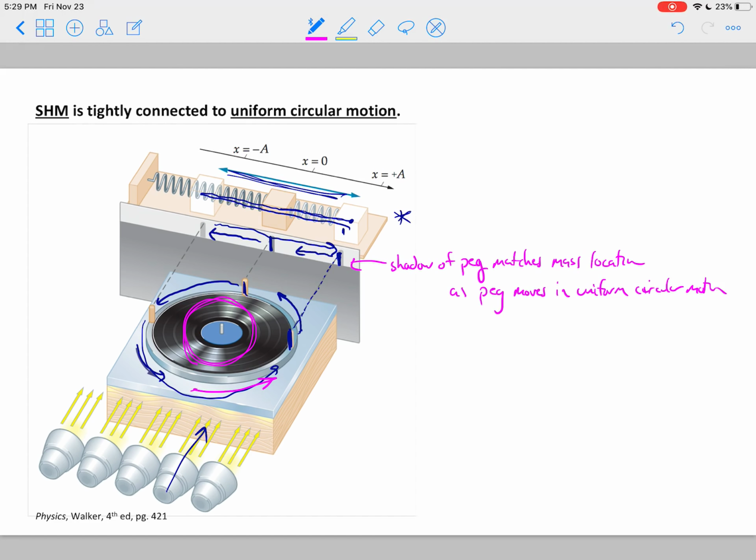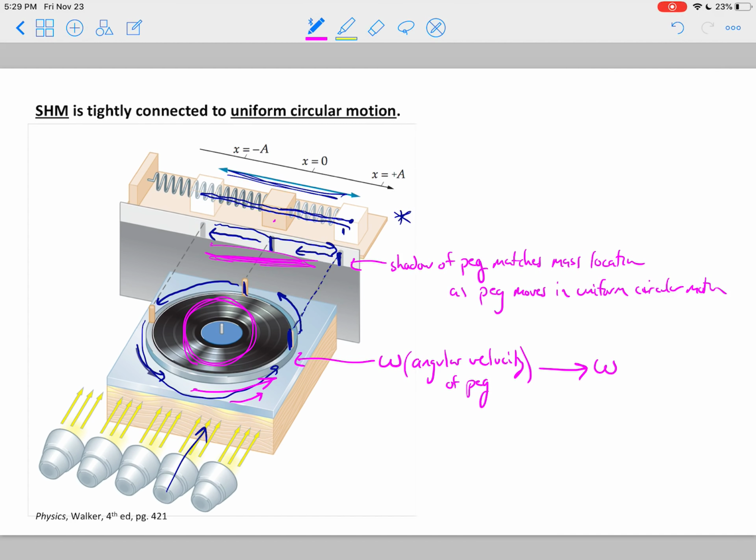If it's going too fast, then the peg shadow is going to go back and forth too quickly to match the spring. But you might be able to imagine a situation where if I get the turntable rotating at just the right angular velocity, then as the peg moves around in that uniform circle, the shadow of the peg has motion that matches the back and forth motion of the mass. So let's see if I can get this at a certain angular velocity. Again, that's the angular velocity of the peg.